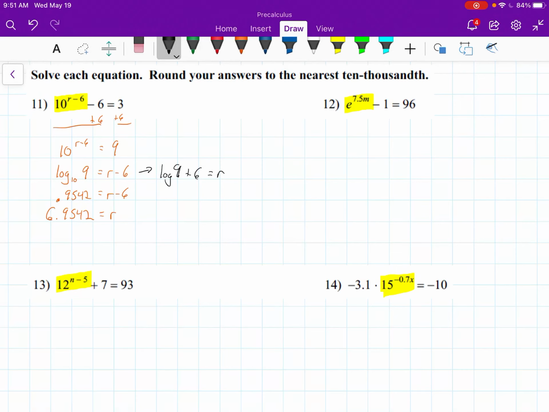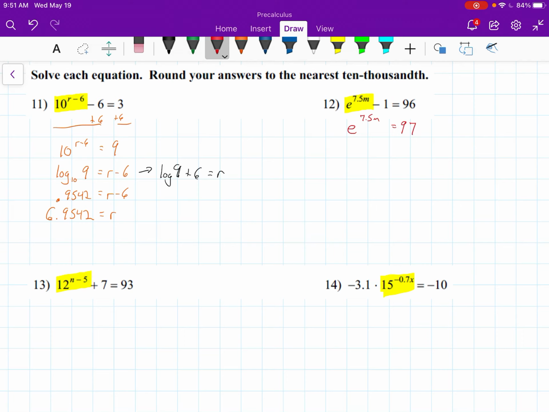Continuing on with number 12, I was interrupted. So this time we want to solve, first of all, for this highlighted section, so we would just add 1 to both sides. I think I can do that in my head. e to the 7.5m equals 96 plus 1 is 97.